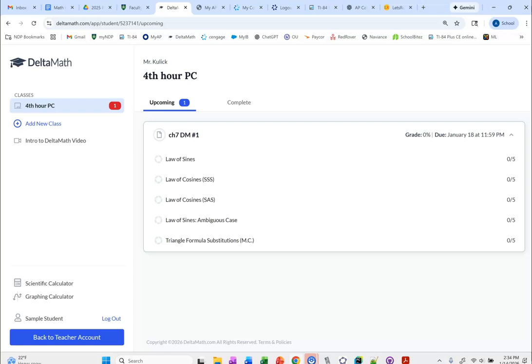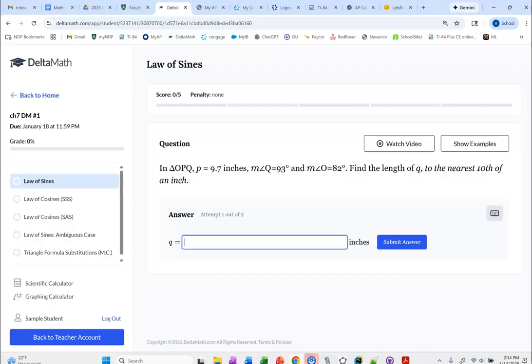These are the types of problems that are going to be on there: law of sines, law of cosines, law of sines ambiguous case, triangle formula substitutions, multiple choice problem. You have 5 questions to do per section. Incorrect responses aren't penalized. It's just for completion. It's an opportunity to do a little practice and get some feedback instantaneously about what you know how to do and what you don't. You probably need a separate sheet of paper to do these problems. It's not something you can do in your head.